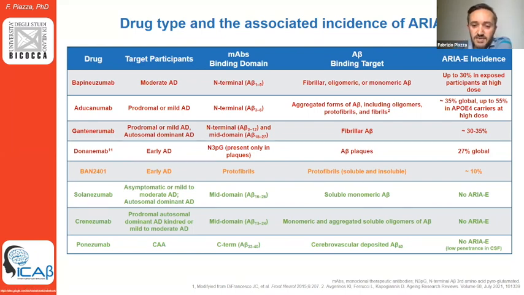But we also have to say that this antibody was not able to show any clear removal of beta amyloid from the plaque, from the brain, by amyloid PET. And for this reason, the trial was stopped. Crenezumab is another antibody designed to attack monomeric and soluble oligomers of beta amyloid. Again, if you attack soluble beta amyloid, there is no ARIA-E reported, but again, there was no clear effect on the removal of beta amyloid from the brain.